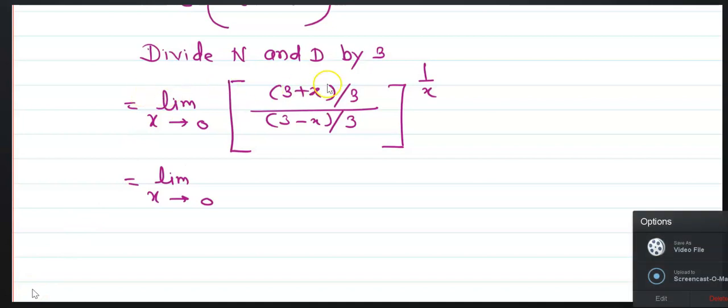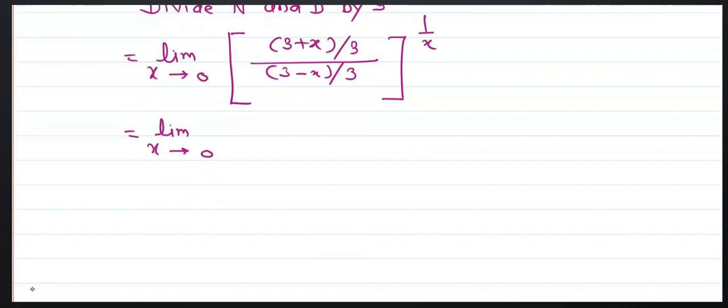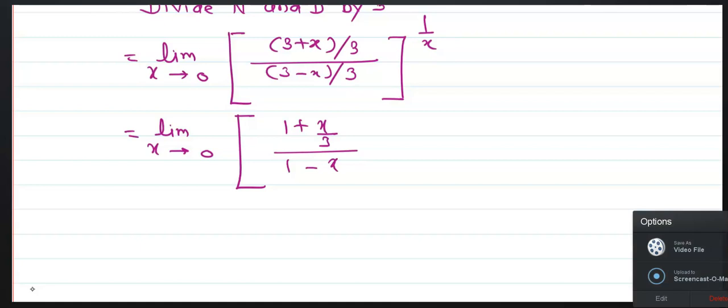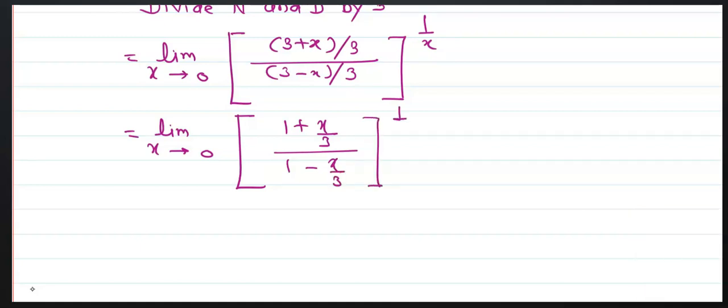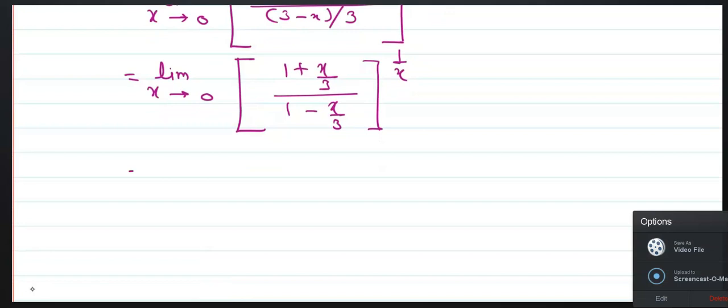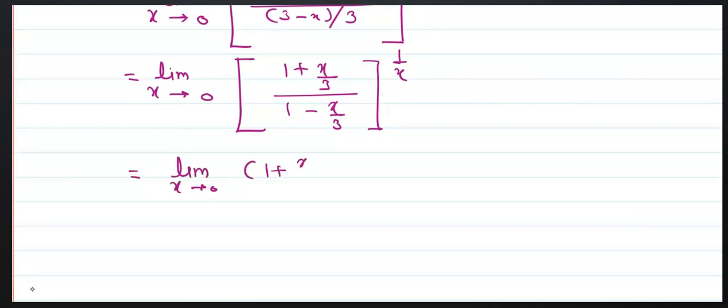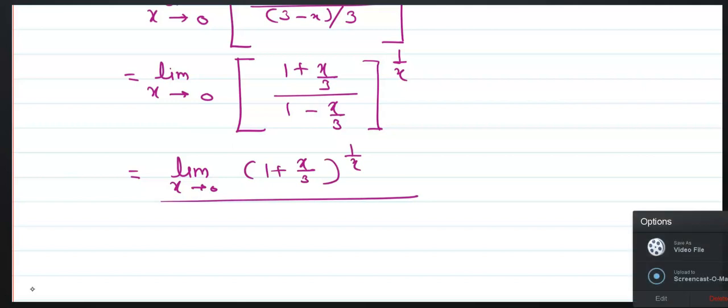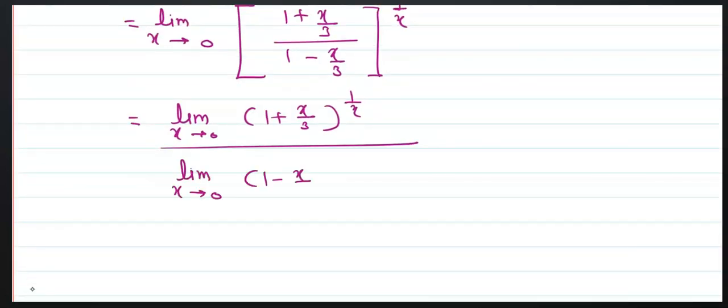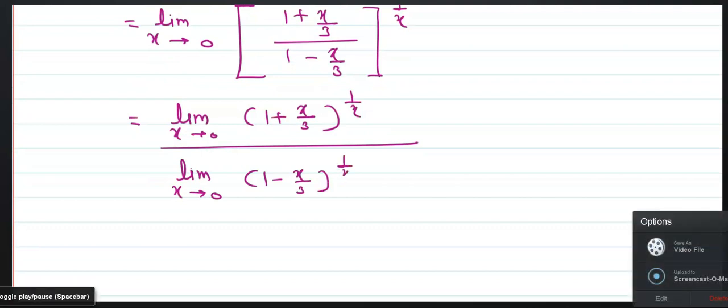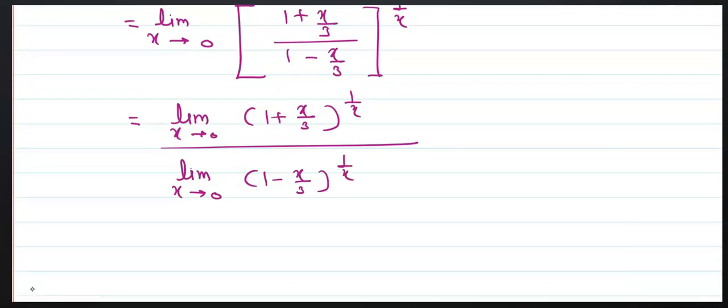That is, after dividing the numerator and the denominator by 3, it's written as limit x tends to 0, ((1 plus x upon 3) upon (1 minus x upon 3)) whole bracket raised to 1 upon x. That is, the limit x tends to 0, (1 plus x upon 3) raised to 1 upon x, upon the limit x tends to 0, (1 minus x upon 3) raised to 1 upon x.